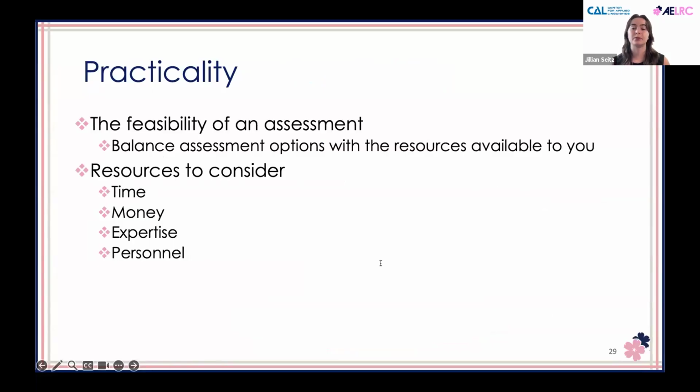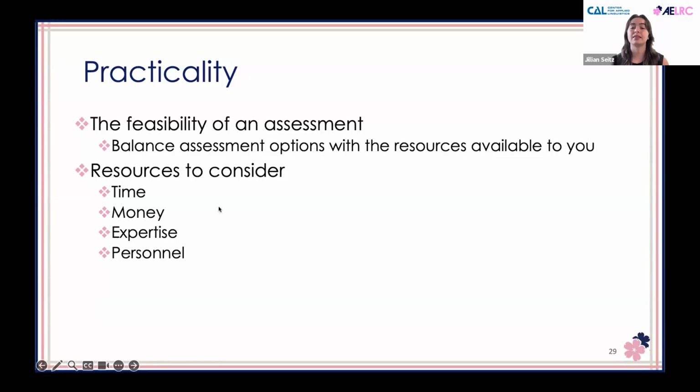Practicality is the third principle of assessment. Practicality refers to the feasibility of an assessment given the resources available to you. You will want to think about the time that is available to you for designing the assessment, preparing your learners, administering the assessment, and rating the assessment.